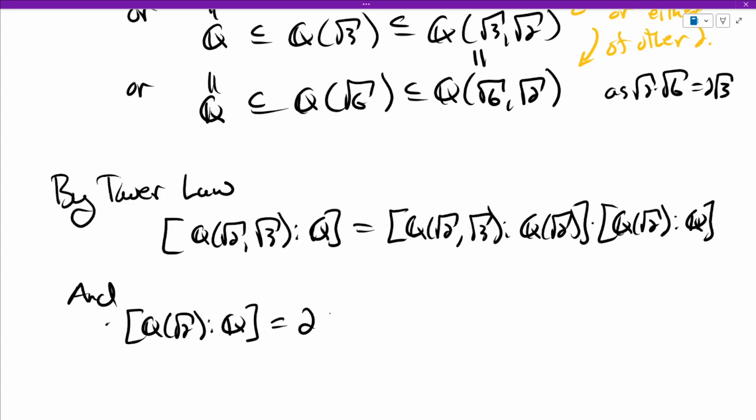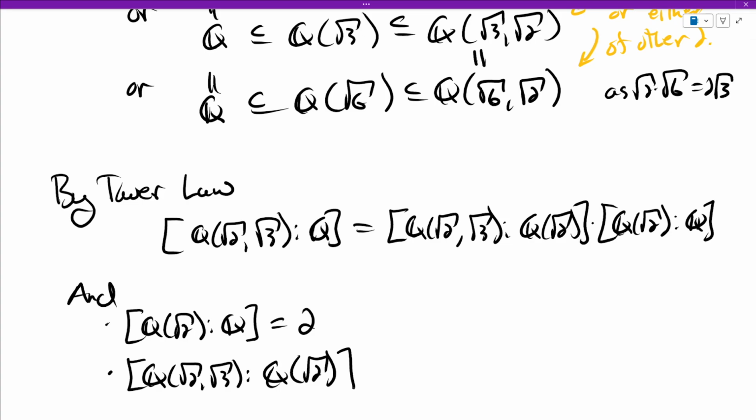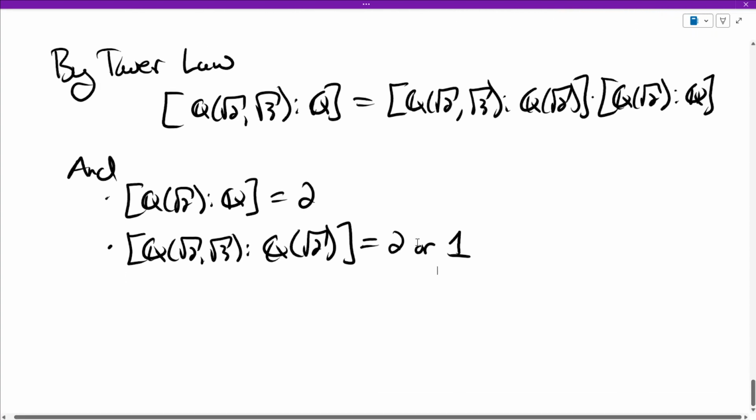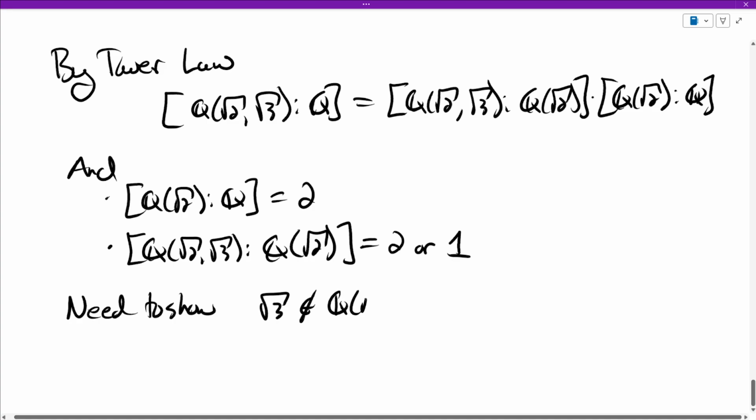And we'd like to say that when we add in root 3, we get something new. But we don't actually know if we get something new. If we do get something new, then it's 2. But we might not have any new elements. So it's either 2 or 1. Okay, so how do we rule out the 1? Well, we need to show root 3 is not an element of Q adjoin root 2, in which case it will have to be 2.